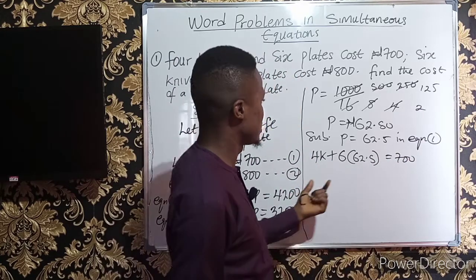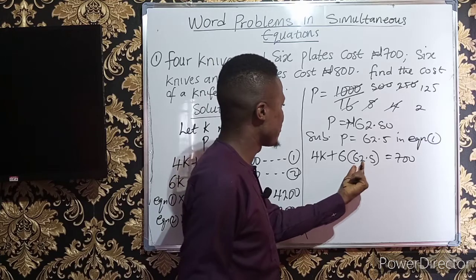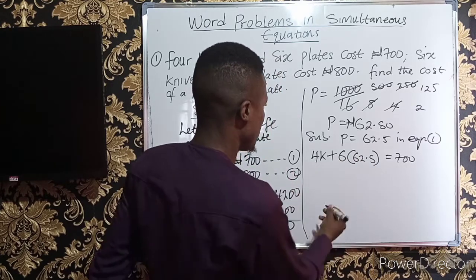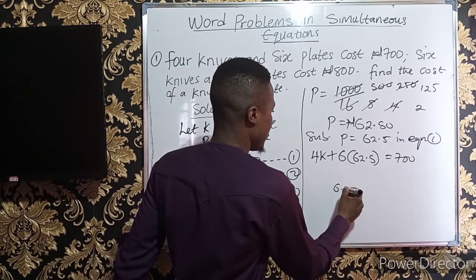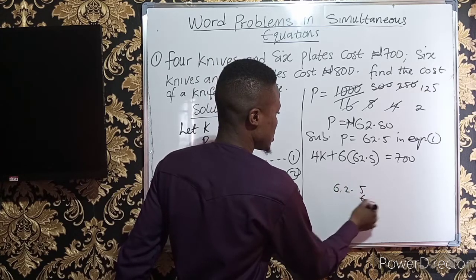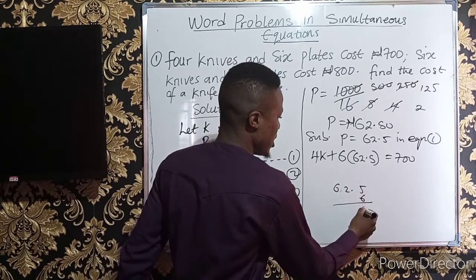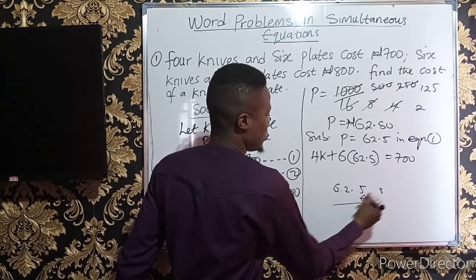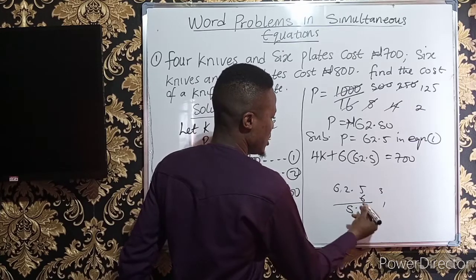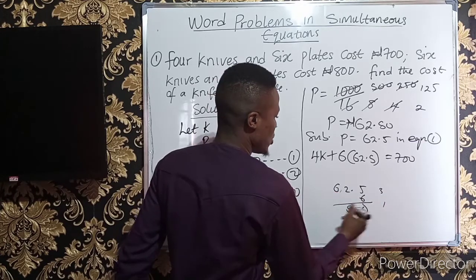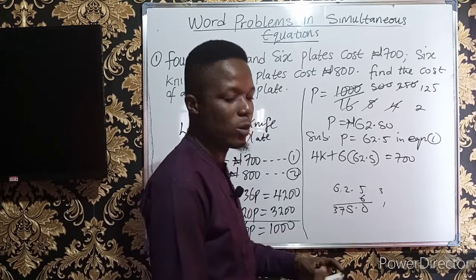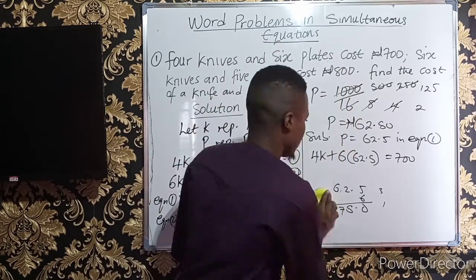Then I'll open the bracket: 62.5 times 6. What will it give us? So let's multiply 62.5 times 6. 6 times 5 is 30. You write 0, carry 3. 6 times 2 is 12, plus 3, you have 15. Carry 1. 6 times 6 is 36, plus 1, you have 37. So it is 375.0, and 0 is nothing. So we are working with 375.